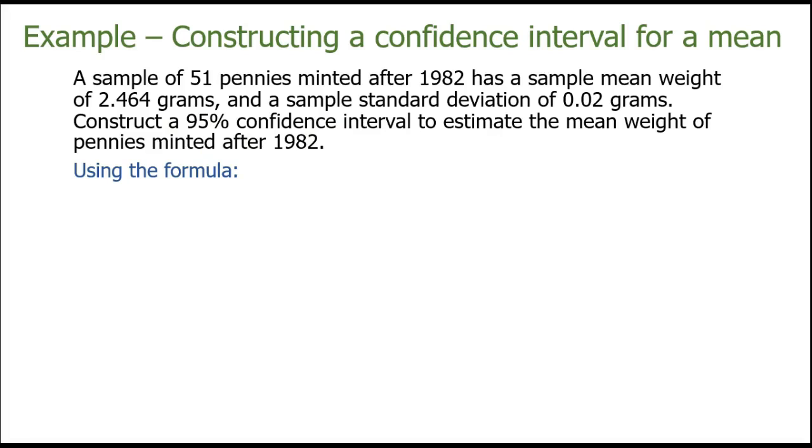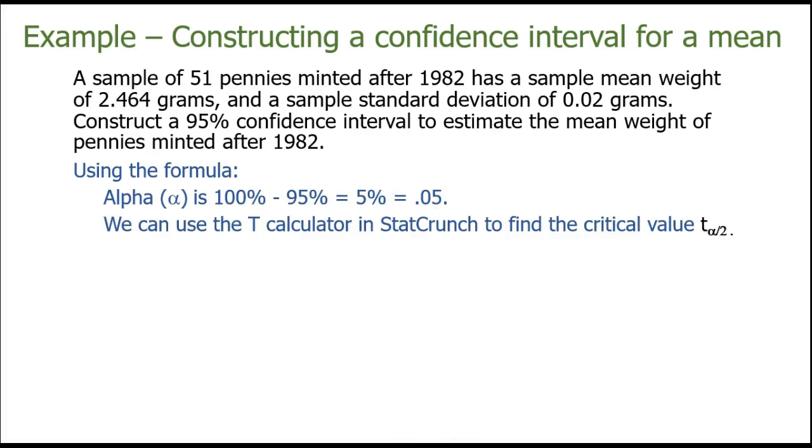First, we're going to do this with the formula. And even though we technically don't use the alpha the way we do this, in some of the problems that you get, it will talk about the alpha, so you really need to know what it is. The alpha is just 100% minus the confidence level. In this one, our confidence level is 95%, so our alpha would be 5%, or if you need it as a decimal, it's 0.05. We can use the t calculator in Statcrunch to find our critical value that goes into our formula.